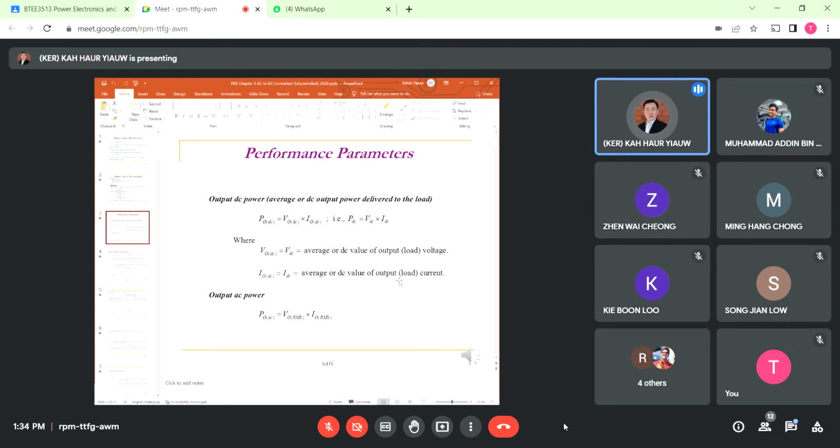We do also have another quantity called the P out AC. This P out AC is in fact the RMS output power. RMS output power is determined by multiplying the RMS voltage and the RMS current together. So that makes a difference between the DC power and also the RMS power.